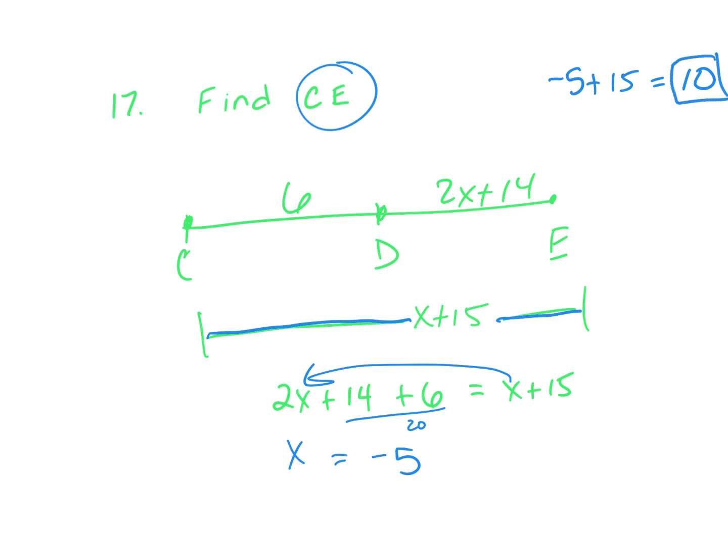Now we're going to check it just to make sure we're not making a silly mistake. So I know this is 10. And what is 2 times -5? -10 plus 14 is +4. Is 6 plus 4 equal to 10? Yep. So that is a good answer, and that is a good answer.